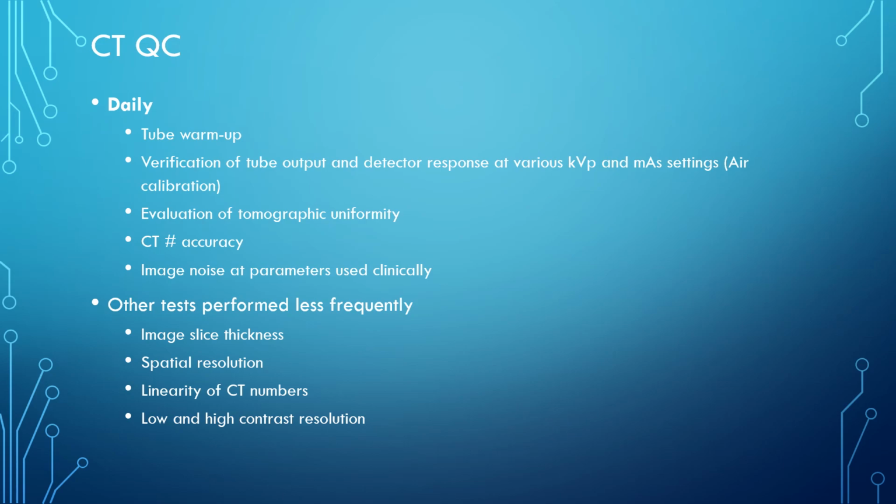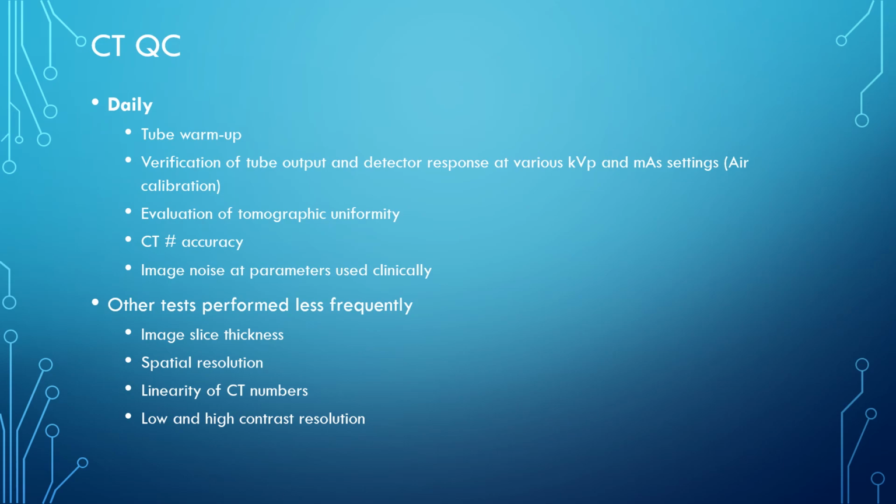If you are in an area where maybe the CT scanner has sat for a while and you do a CT warm up and you think you're fine, but then your images aren't good, then you'll want to do another tube warm up just to make sure that it has had adequate time to warm up. So the first thing that you'll do is the tube warm up before you do anything else. And then verification of the tube output and detector response at various KVP and MAS settings. This is sometimes referred to as air calibrations or fast cals.